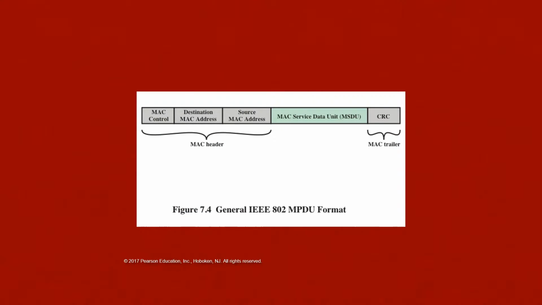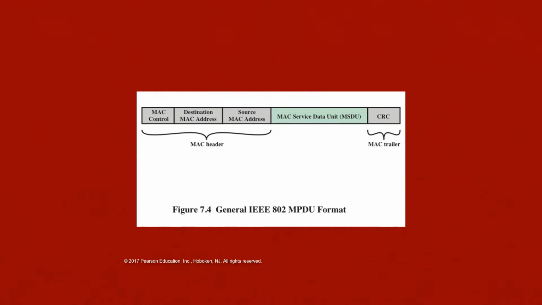General IEEE 802 MPDU format. The exact format of the MPDU differs somewhat for the various MAC protocols in use. In general, all of the MPDUs have a format similar to that in the figure. The fields of this frame are as follows. MAC control. This field contains any protocol control information needed for the functioning of the MAC protocol. For example, a priority level could be indicated here.